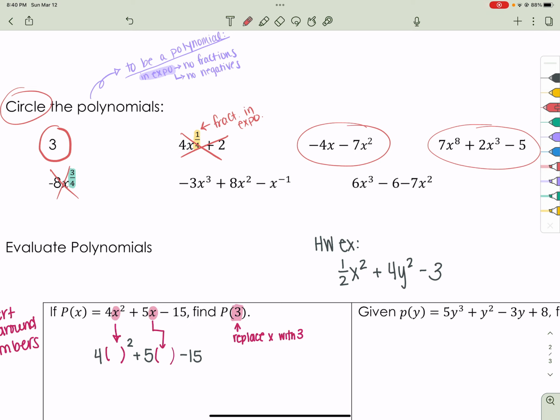And then the next one to the right, negative 3x to the 3rd plus 8x squared minus x to the negative 1 power. This is not a polynomial because it has a negative 1 in the exponent. And then going to the right, the last one on the notes, 6x to the 3rd minus 6 minus 7x squared. And that is a polynomial because there are no fractions and no negatives in the exponents.